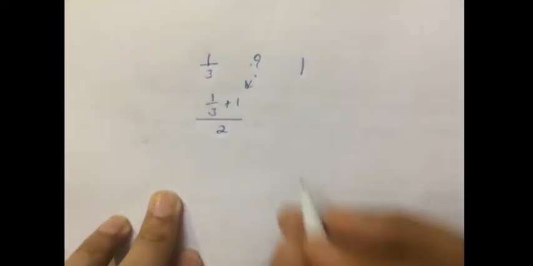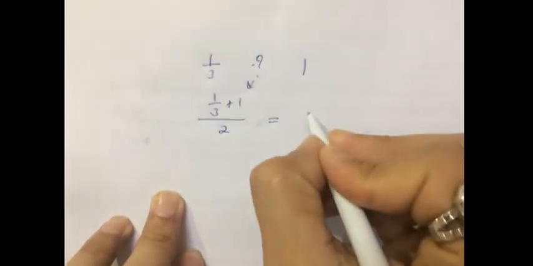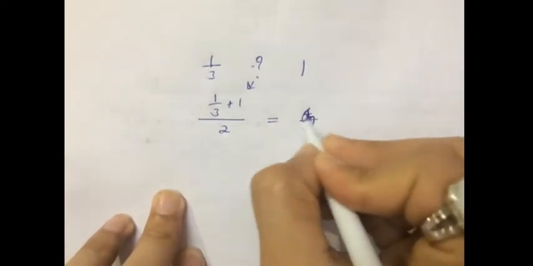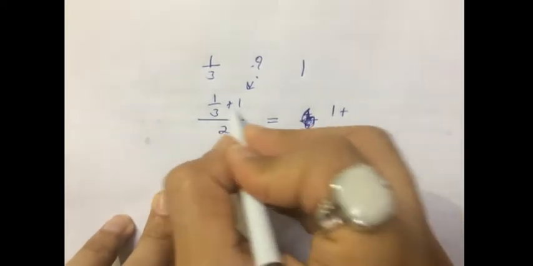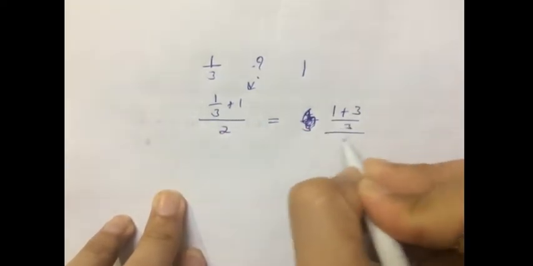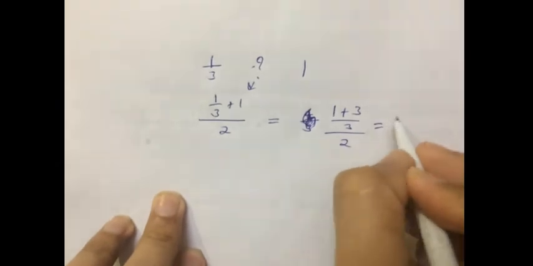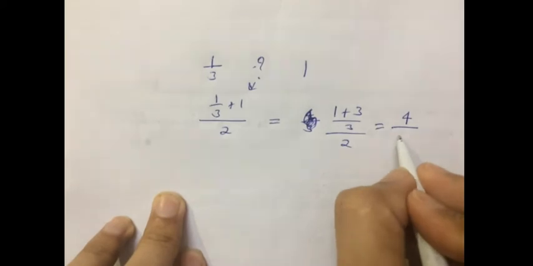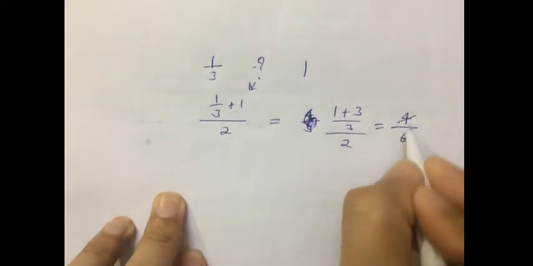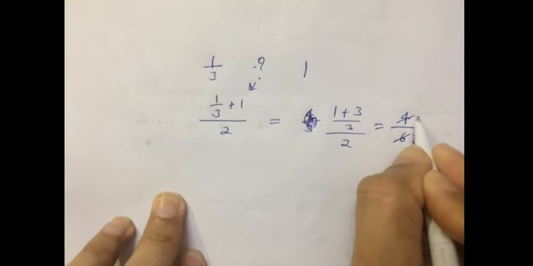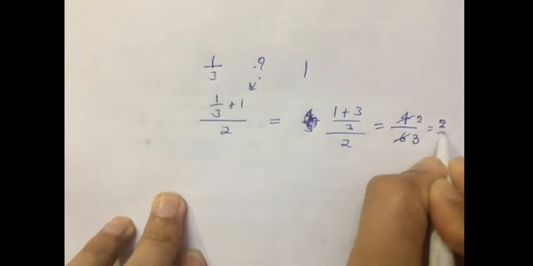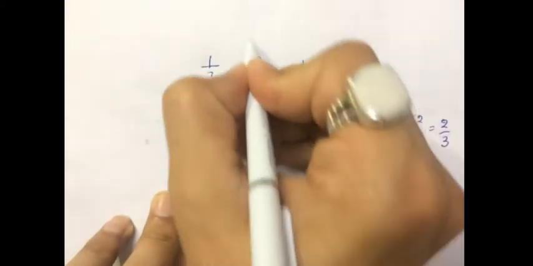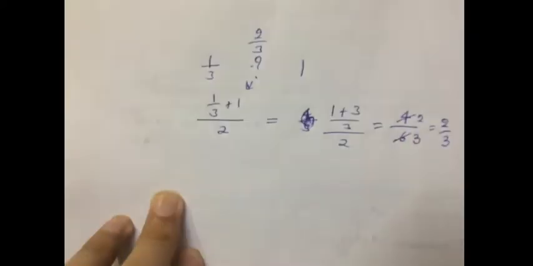It's better to solve this by taking the LCM over there. 1 plus 3 by 3, upon 2, it will give you 4 by 3 in the numerator, and 6 will come in the denominator. You can cut this out, and the answer will be 2 by 3. The number in between is 2 by 3.